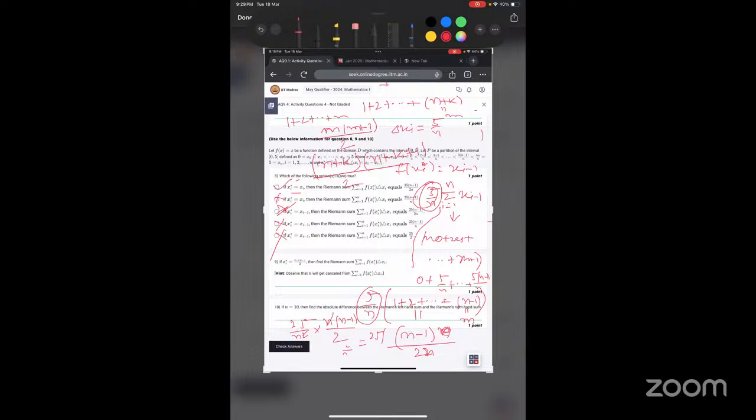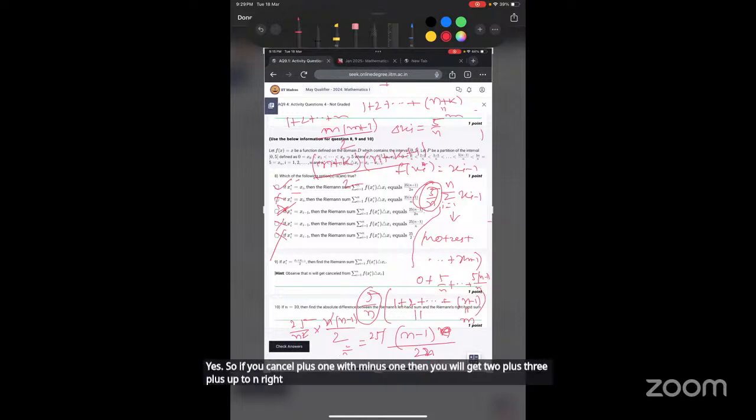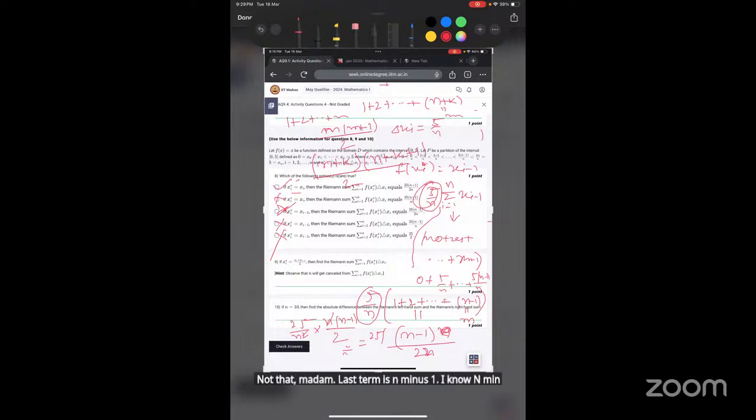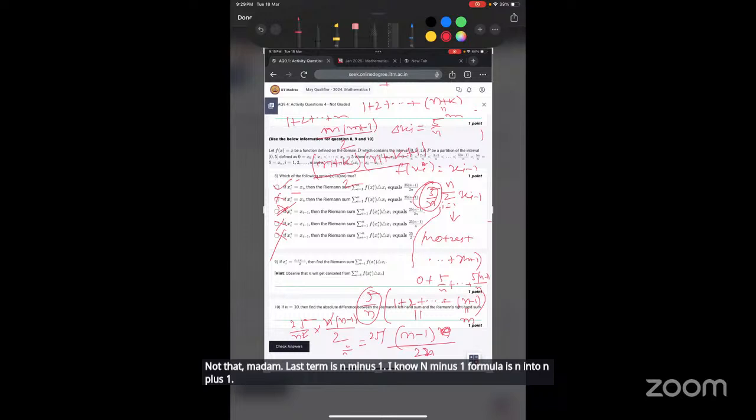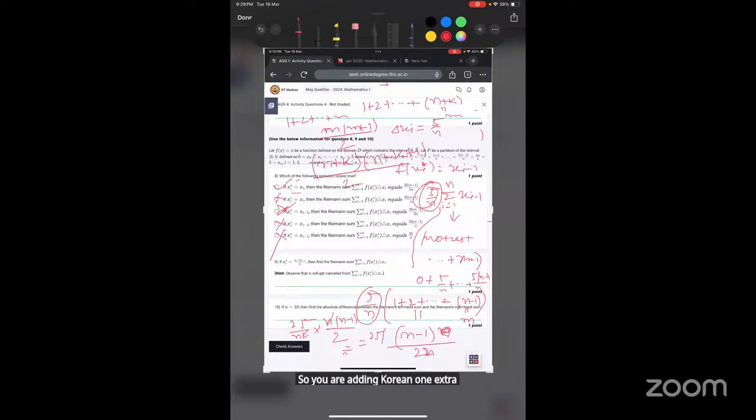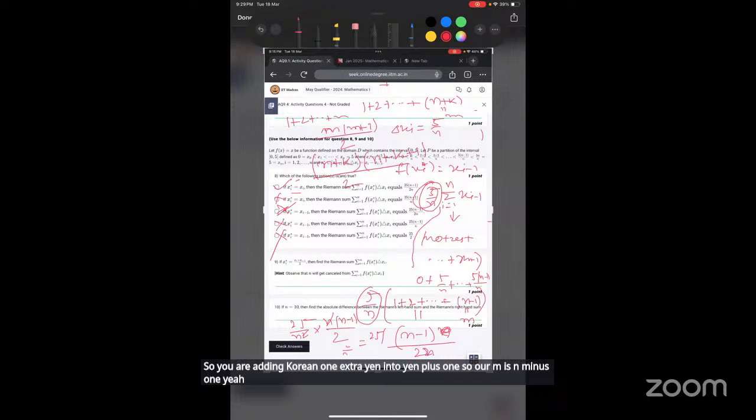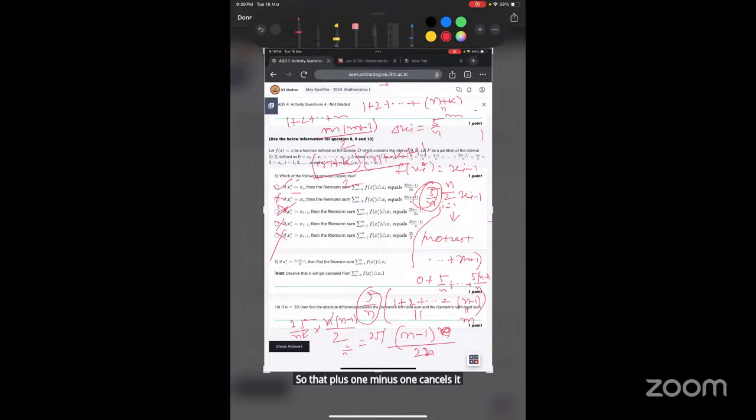Why, madam? Our last term is n minus 1, and it is starting from 1 only, no? You are taking 0 out. If you cancel plus 1 with minus 1, you will get 2 plus 3 plus up to n, right? Not that, madam. The last term is n minus 1. The formula is n into n plus 1, so our n is n minus 1 here. So n minus 1 into n minus 1 plus 1, that plus 1 minus 1 cancels, and it becomes n there within the bracket.